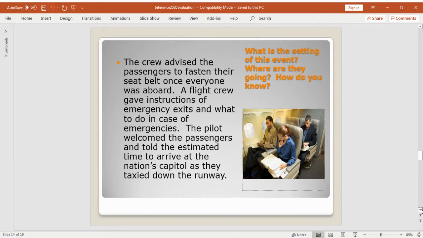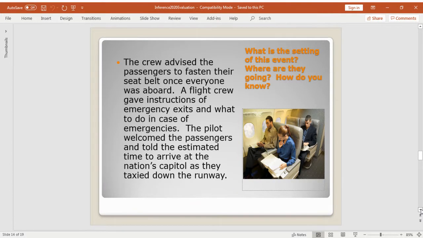Let's look at another short passage. It says the crew advised the passengers to fasten their seatbelts. When everyone was aboard, a flight crew gave instructions of the emergency exits and what to do in case of emergencies. The pilot welcomed the passengers and told the estimated time to arrive at the nation's capital as they taxied down the runway. Let's see what we need to answer with this short text.